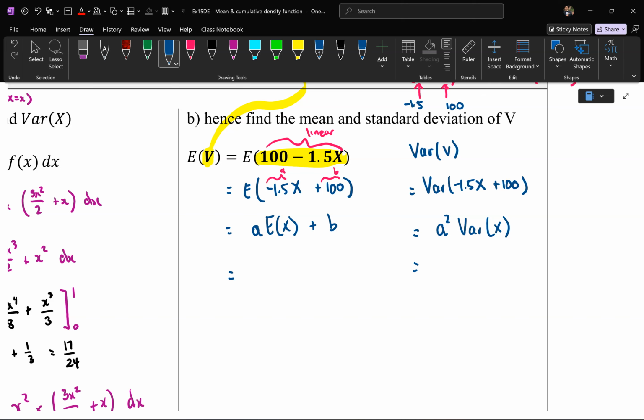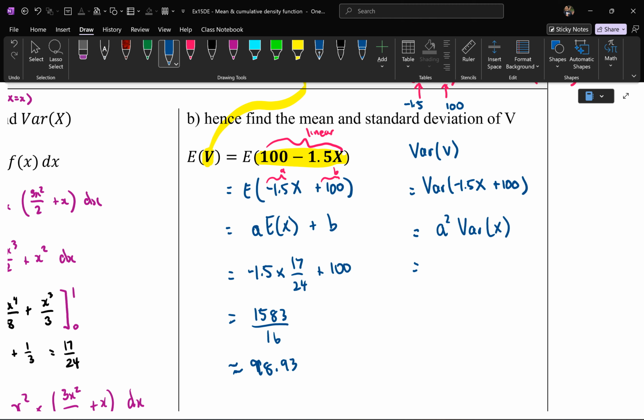I'm going to write in the solutions I had. So it should be negative 1.5 times E of x, which you found was 17 on 24 before, plus 100. On my calculator, I ended up with 1583 over 16. Did you guys get that? Yeah. Okay, good. So I didn't type wrong. And that was approximately 98.93. Somewhere there.